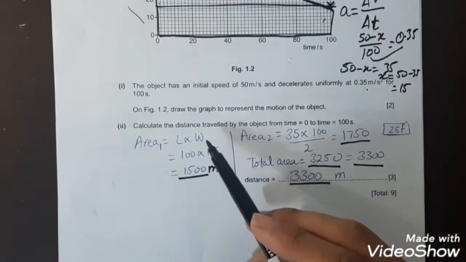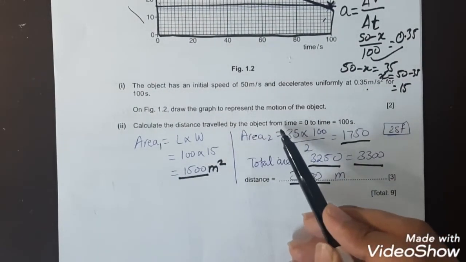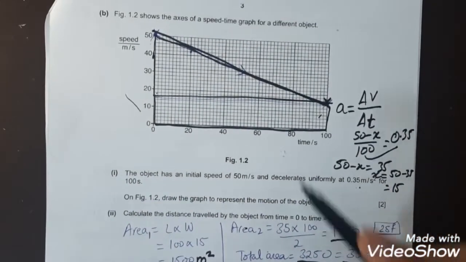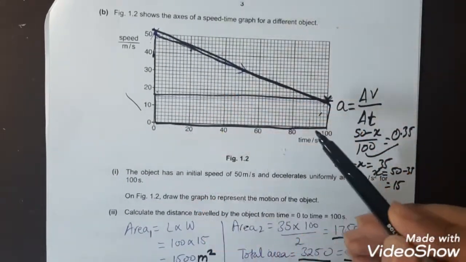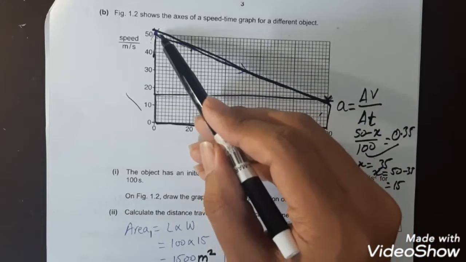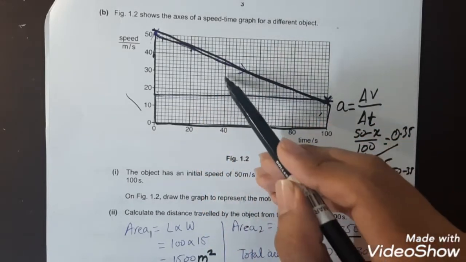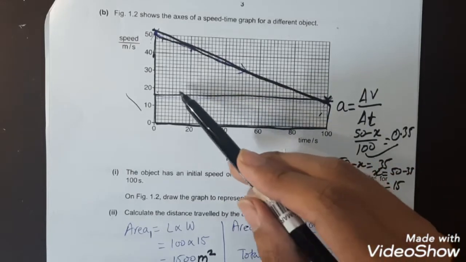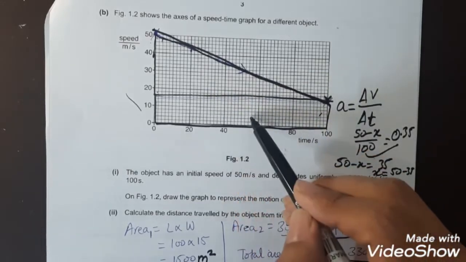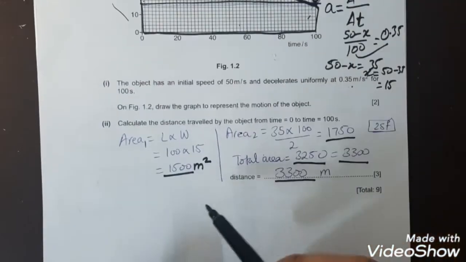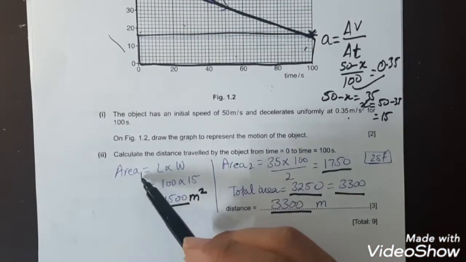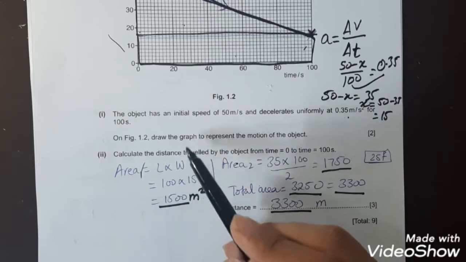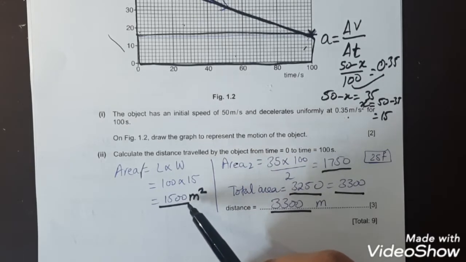Then part 2 states: calculate the distance traveled by the object from time 0 to time 100 seconds. First you can see this is a trapezium. We have to calculate the area below the graph, not above the graph. So below the graph it is a trapezium, so we break this trapezium down into two parts, a rectangle and a triangle. First we calculate the area of the rectangle, which is length times width, 100 multiplied by 15, and that is 1500 meters.